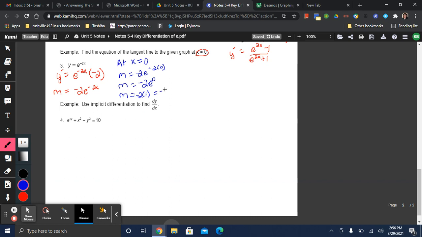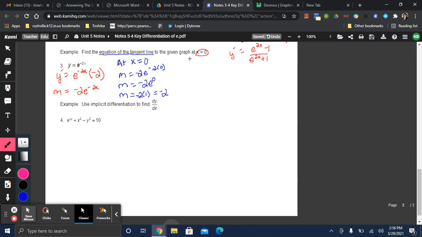So my slope is negative 2. Now, I need to find the equation of the tangent line. So this is not finished. The next thing that I'll need to do is I need the y value.